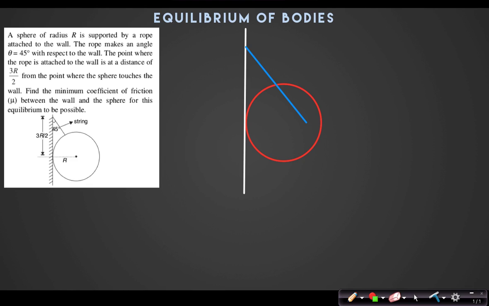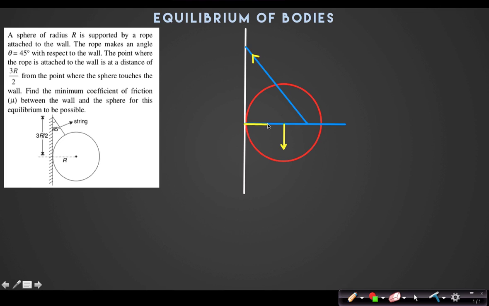Is this okay? Tension is acting at this point. If I join this line, this is the diameter. So tension is acting here. Now I will draw the forces. What are the different forces? One is the mg force, which will act along this line. Tension is acting along this line.